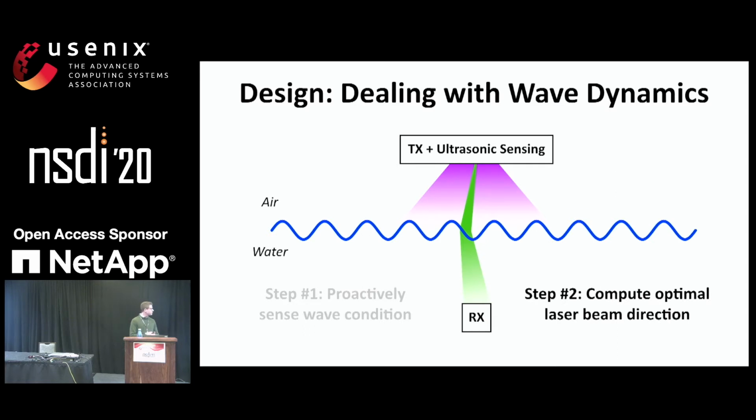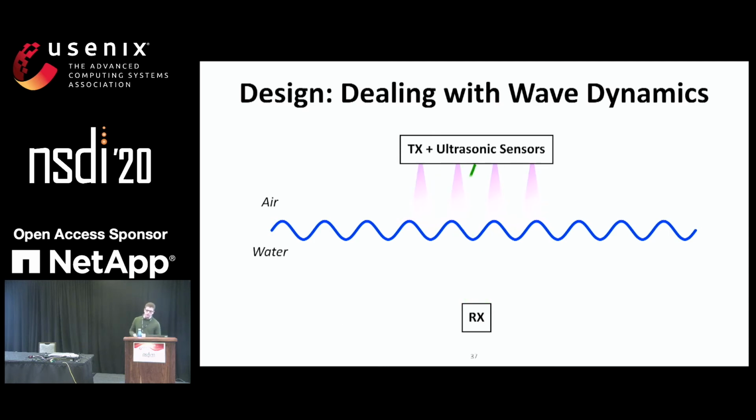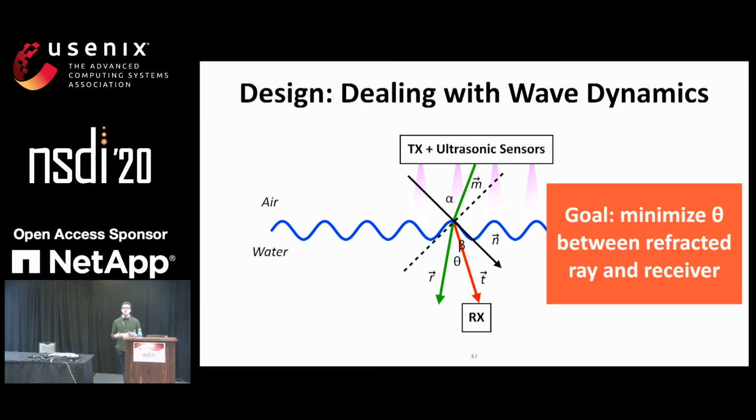OK, so we've reconstructed our wave. Now we need to figure out where to steer to on that wave to hit our receiver. For any incident point on this reconstructed surface, we can draw a ray M from our sensing array to that point, which is going to refract underwater. We have our ray R, and the relation between these two and the surface normal is governed by Snell's law. The key here is that we can also draw a ray from that incident point down to our receiver, which has an angle theta with our refracted ray. So the goal becomes, how can we minimize theta to have our refracted ray hit the receiver?